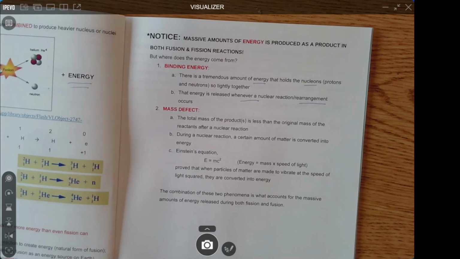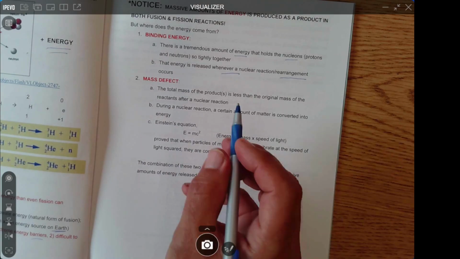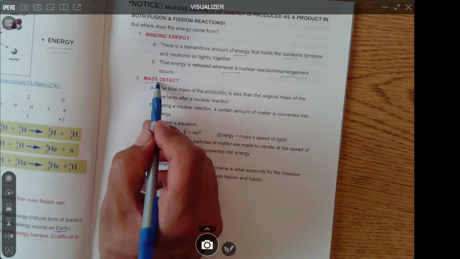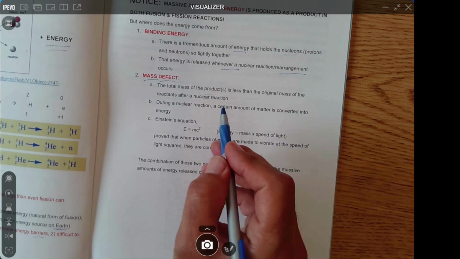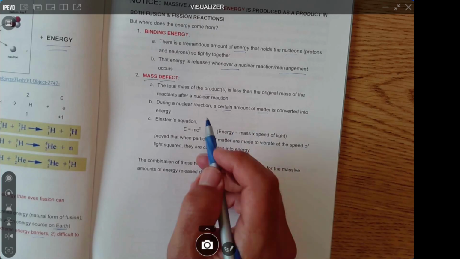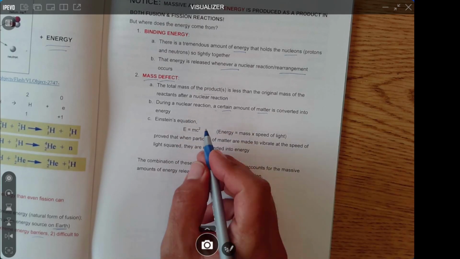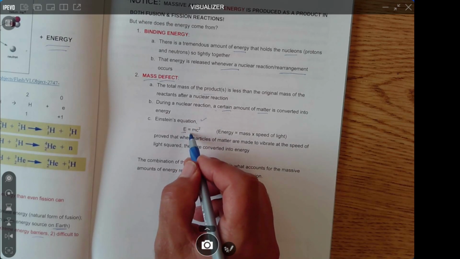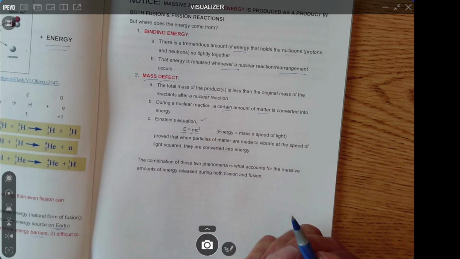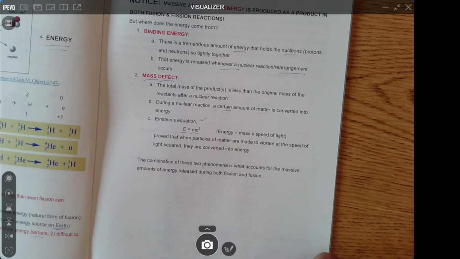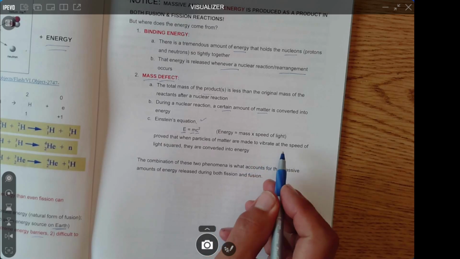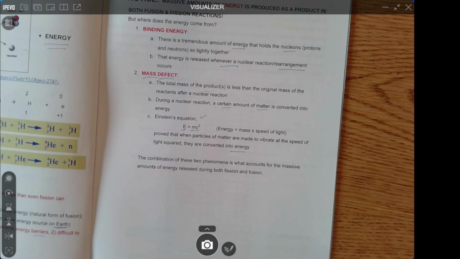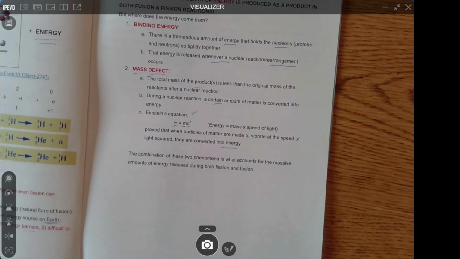How do we know that it exists? Well, it comes down to Einstein's equation: the total mass of the products is less than the original mass, so we've noticed a small mass defect. During a nuclear reaction, a certain amount of matter is converted into energy, and we estimate that based on Einstein's equation that the amount of energy lost is equal to the mass lost times the speed of light squared. So when particles of matter are made to vibrate at the speed of light squared, they are converted to energy. So this is the foundation of our nuclear industry, I would say.